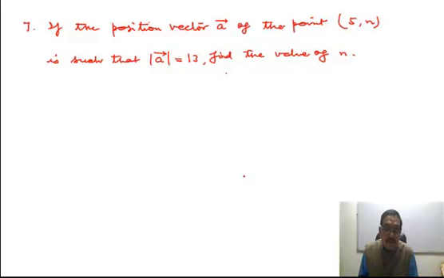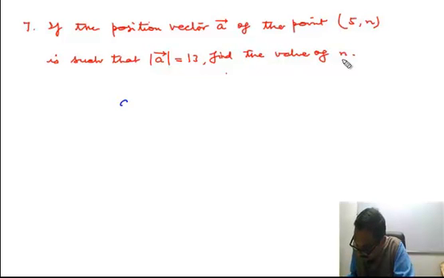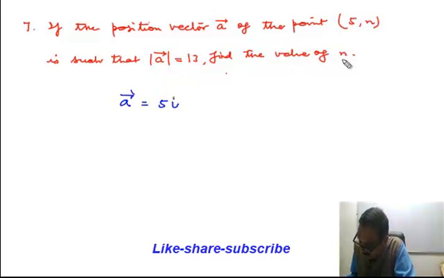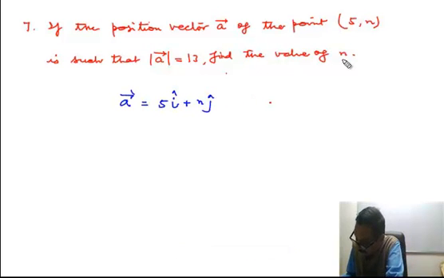Now we will see question number 7. If the position vector A of the point (5, n) is such that modulus A equals 13, find the value of n. We have been given here vector A is equal to (5, n), meaning 5i cap plus nj cap.